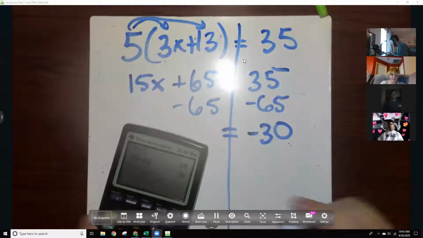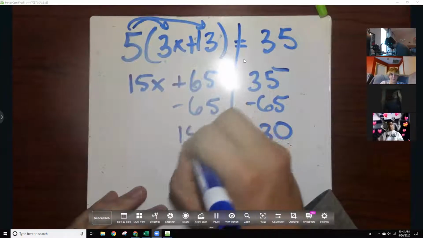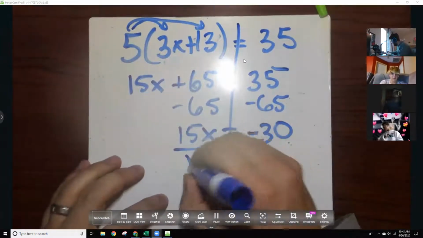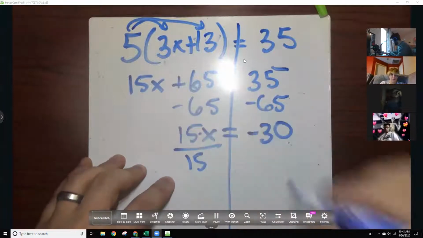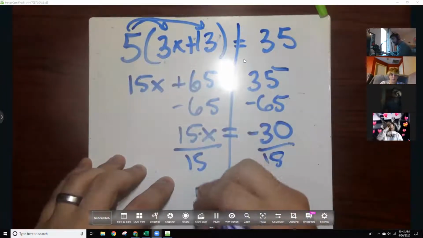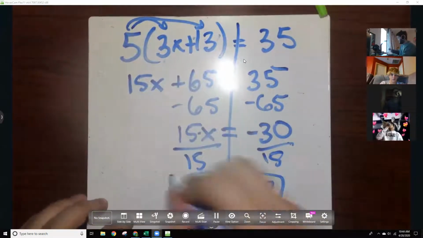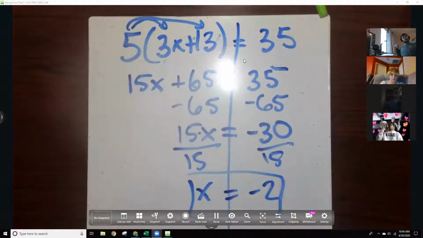There we go. Yep. Okay, and then 15x equals negative 30. So then we'll divide by 15 because that's 15 times x. We get x equals -2. Okay, and that would be our final answer. That's kind of the idea.